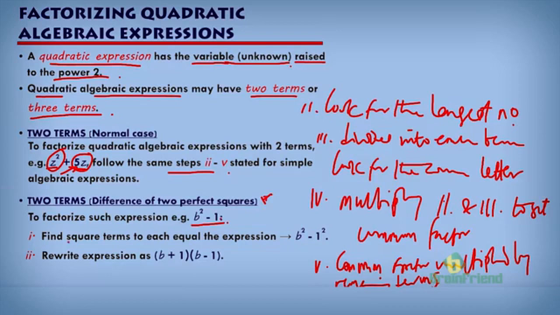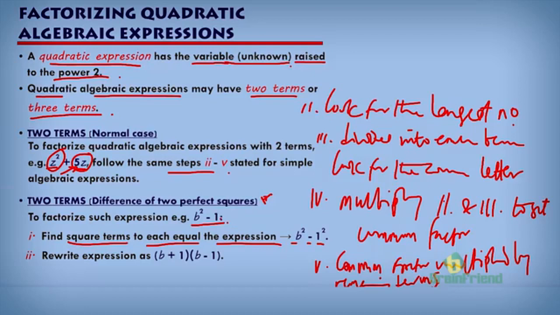First, find the square terms that will each equal our expression. Square terms, that is terms that we can raise to the power 2, that will each also equal our initial expression. So in this case, we have b squared minus 1. 1 is the same as 1 squared. Whenever 1 is raised to any power, it remains the same 1. So in this case, just for an example, we have b squared minus 1 squared. It's still the same as b squared minus 1.